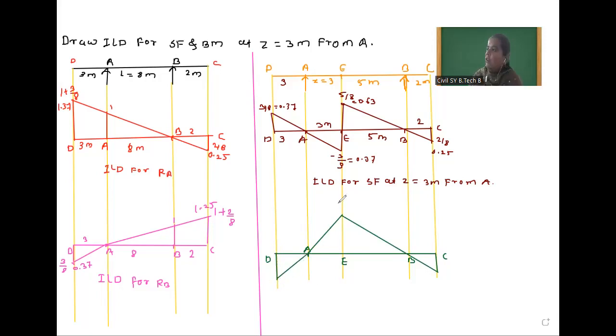Now here the value is 3 into 5 divided by 8. This distance is 3 meter, this is 5 meter, and this is 2 meter. Okay, so here this distance is 3 by 4.